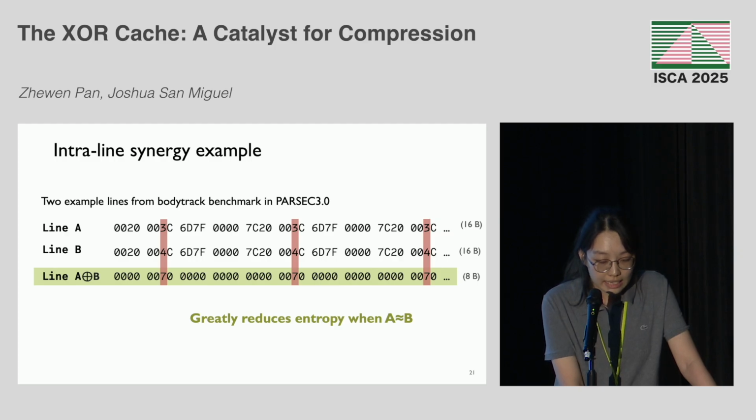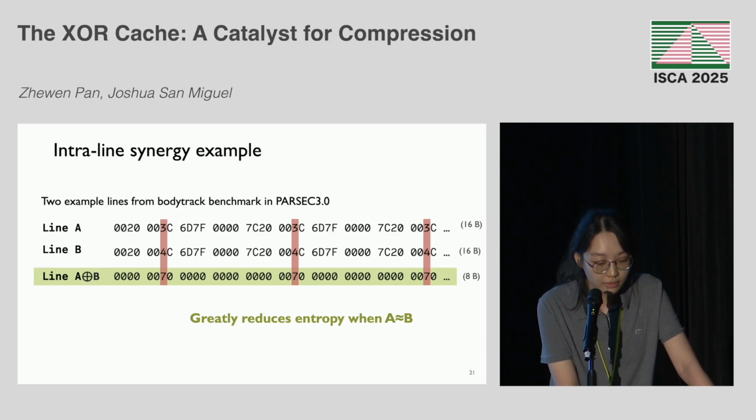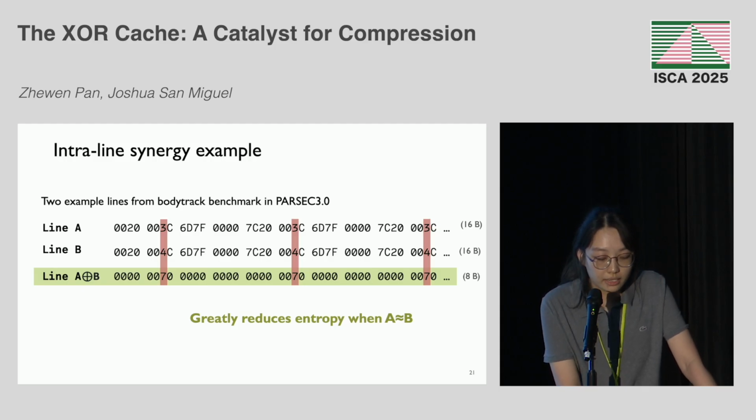In this specific example, A and B using intra-line compression alone can be compressed to 16 bytes each, making them 32 bytes in total. Whereas with compressed XOR compression, they can be more aggressively compressed down to 8 bytes, showcasing XOR's ability to work as a catalyst for compression.